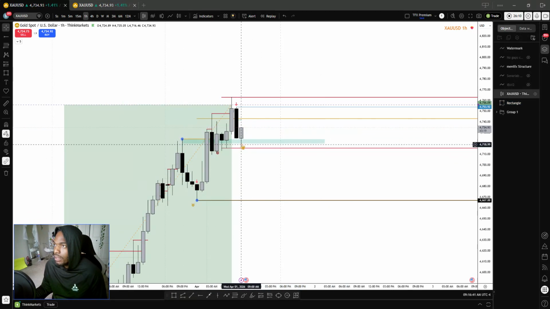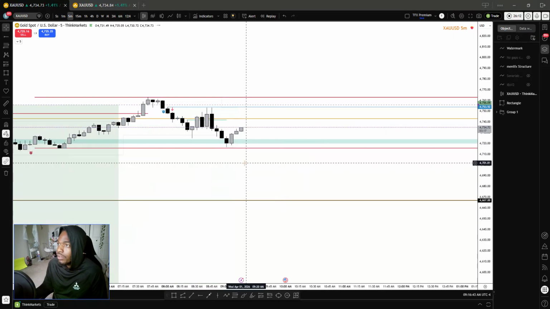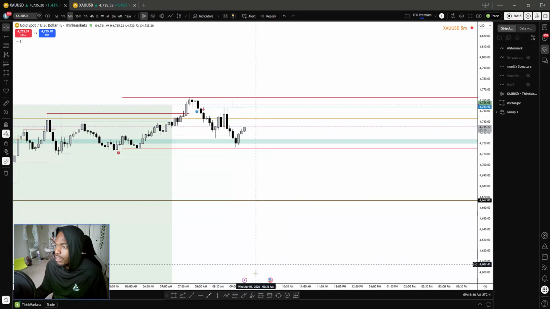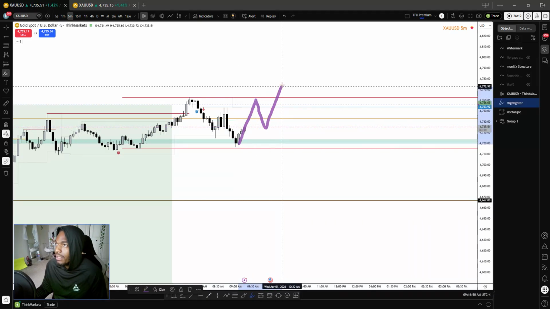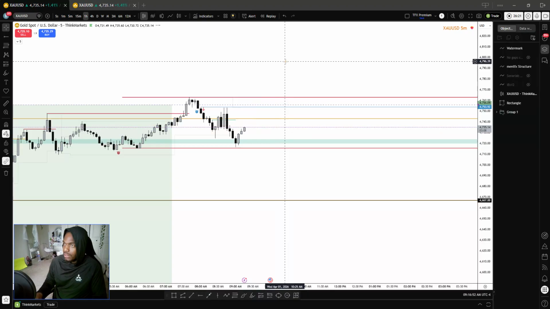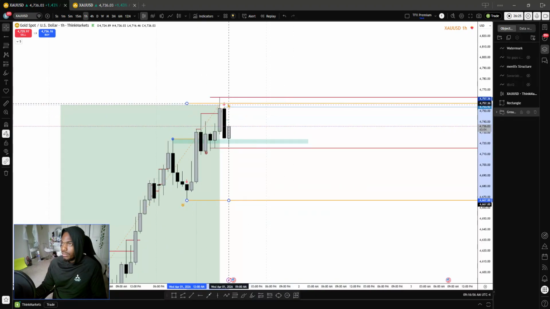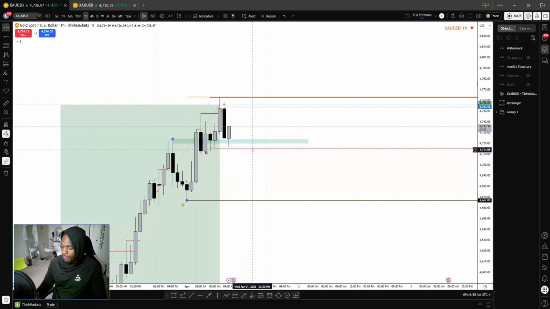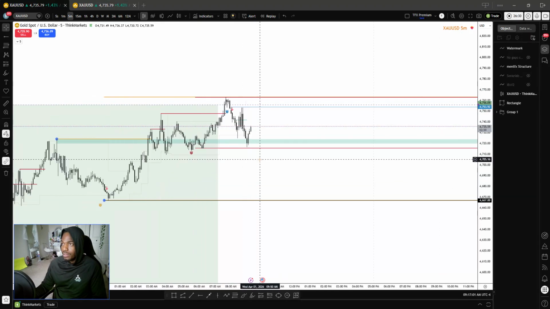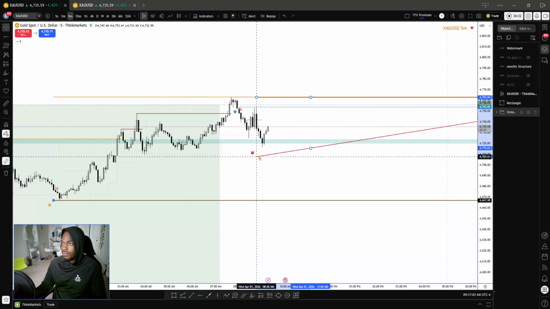Price did come back down and hit it already, but I mean, it's still bearish on the 5 minute, so I'm not going to take this trade. In order for me to take this trade, I would need to see price break the 5 minute high, come back, and then go. So the 1 hour is bullish. The 5 minute is bearish.